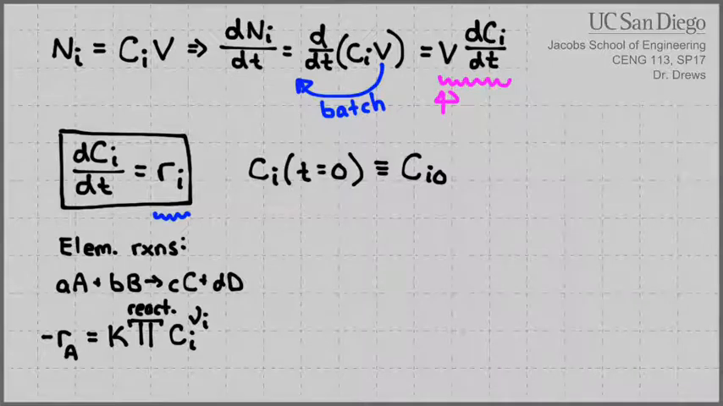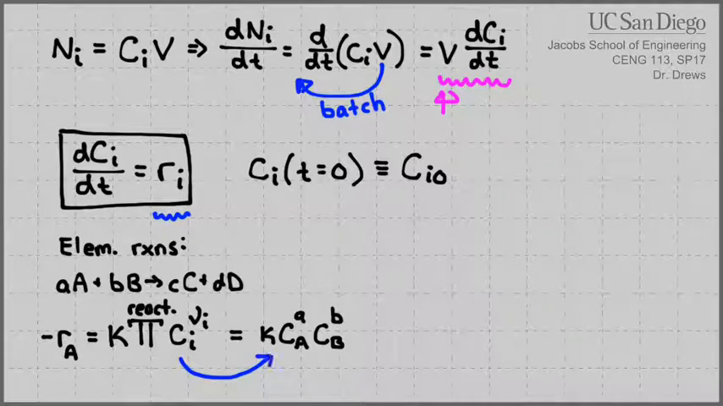So for the reaction that we have up here, this would look like k times C sub A raised to the stoichiometric coefficient a and C sub B raised to its stoichiometric coefficient b. Right? But the only way that I can go from this step over here to this step over here is if the reaction is known. So this is the general form, which is why I gave you the general form.